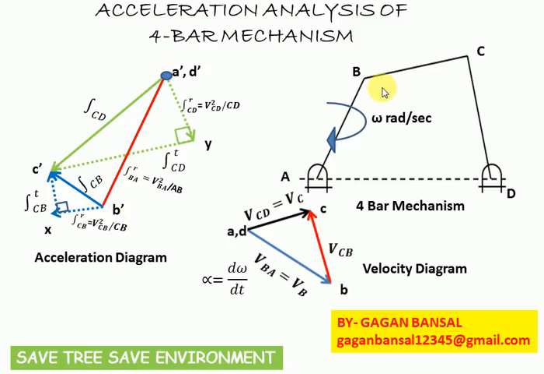Now to calculate or to identify the angular acceleration of link BC or the angular acceleration of link CD, we can calculate it from the vector YC dash and XC dash, as the tangential acceleration is equal to the angular acceleration multiplied by the distance CD.